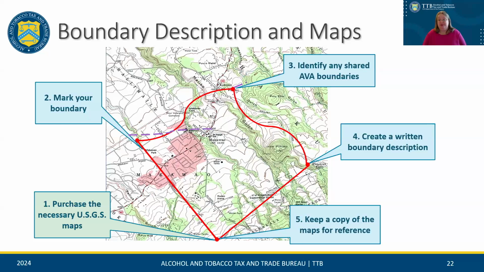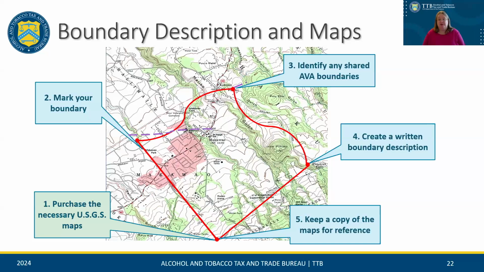Now that you have the meat of your petition written, it's time to turn towards the maps and boundary description. First, you're going to need to purchase your full-size paper maps from the U.S. Geological Survey. You can go to their website and use their map locator feature to identify exactly which maps you're going to need to purchase from them. You're going to need to make sure that you provide just the maps that make up the boundary, so you don't have to worry about finding the maps that will cover the interior of your proposed AVA as well.